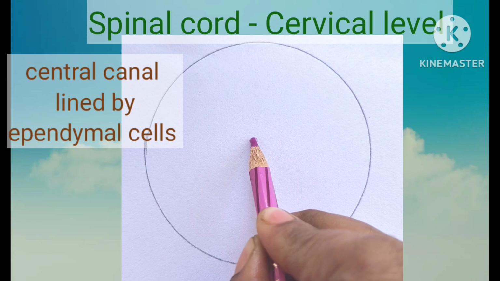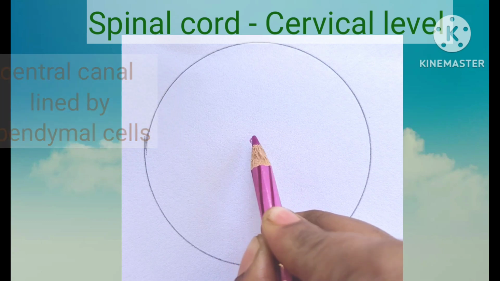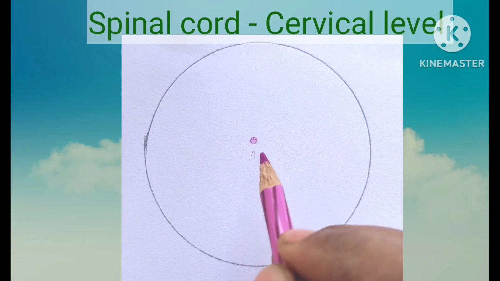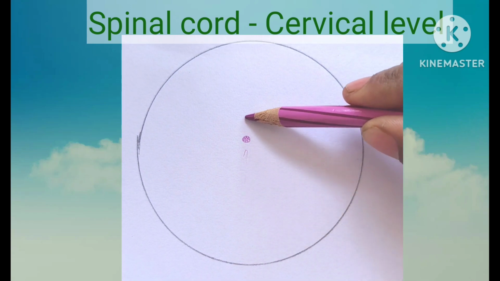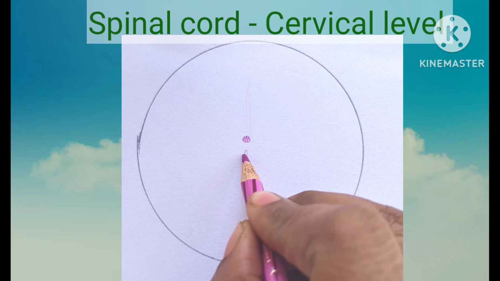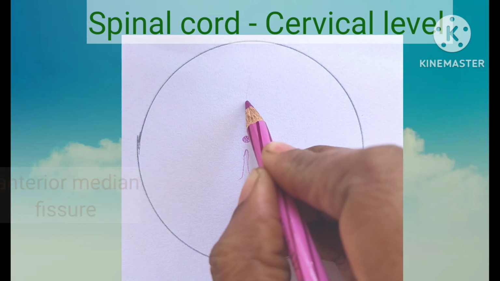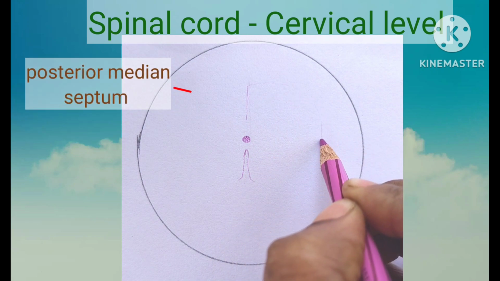Today we are going to discuss the histology of the spinal cord. The spinal cord is a part of the central nervous system which has a central grey matter and peripheral white matter. We have a central canal which is just a little in front of the center of the spinal cord.